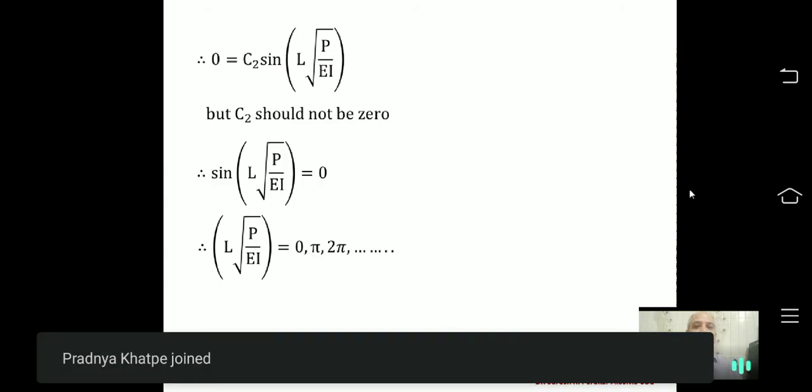Now when we have sine of theta equal to 0, then theta equals 0, pi, 2 pi, likewise. And now we will consider the minimum of this. So we can write L root P upon EI equal to 0, pi, 2 pi, likewise. But we are not going to take the value 0. If we take 0, then the second term will vanish. So we will consider the minimum value which is not 0, and that is pi.